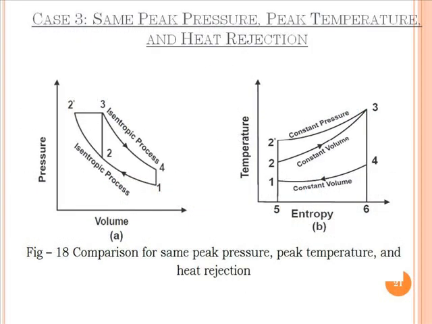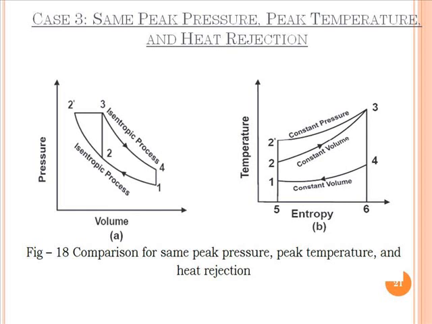Now friends, again we'll compare the Otto cycle, diesel cycle and dual cycle in the third way, that is same peak pressure, same peak temperature and same heat rejection. In that case you can see the figures A and B, that is the PV and TS diagram for Otto cycle and diesel cycle. You can refer to the cycle 1, 2, 3, 4, 1, that is Otto cycle, whereas for dual cycle the cycle is 1, 2, 2 dash, 3, 4, 1.